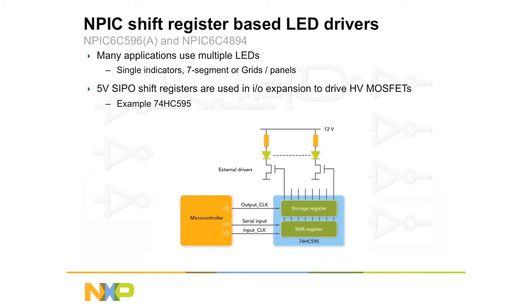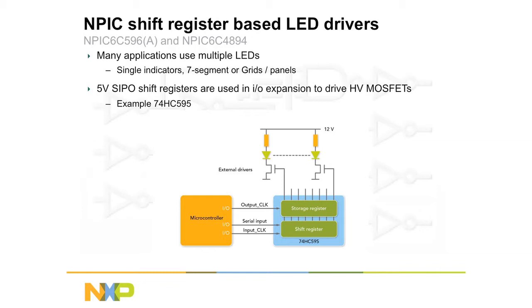Many applications use single or multiple LEDs. These include 7-segment displays and single indicators, as well as an array of LEDs that form grids or panels. To drive these LEDs, 5-volt serial input parallel output shift registers are commonly used. Solutions such as the 74HC595 are used as input-output expansion. They allow a microcontroller to control 8 LEDs using 3 of its control pins.